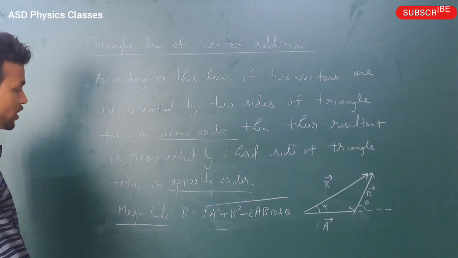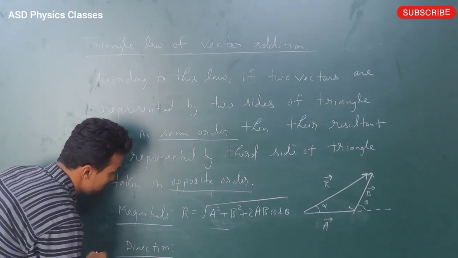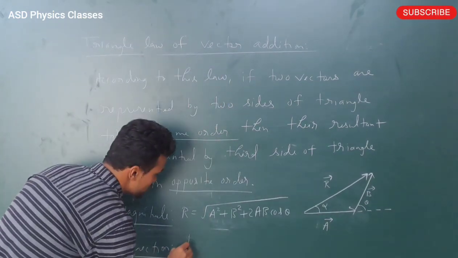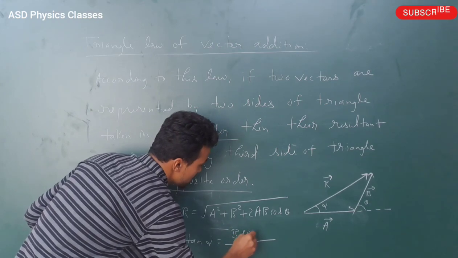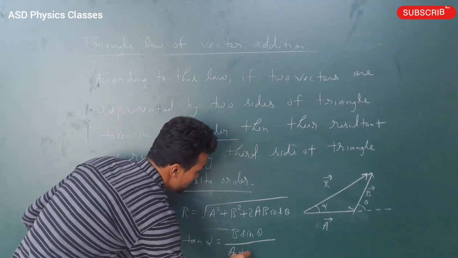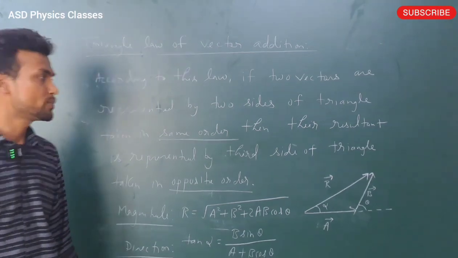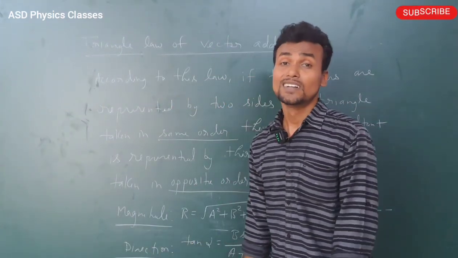This is the magnitude. Now if I talk about the direction, because I have told you very well, a vector has magnitude and also direction. Direction means we have to write in terms of the angle. So here tan alpha is equal to B sin theta divided by A plus B cos theta. So my dear students, this is the formula for the magnitude and this is for the direction.